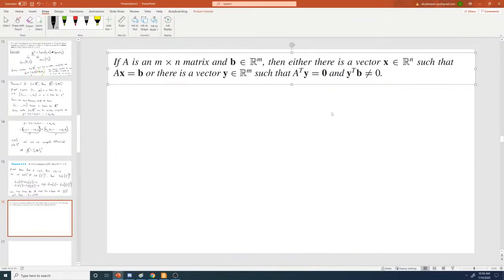So let's suppose that A is an m by n matrix, and B is a vector in Rm. Then either there's a vector x in Rn such that Ax equals B, or there's a vector y in Rm such that A transpose times y is equal to 0, and y transpose times B is equal to 0. So let's try to understand why this is true.